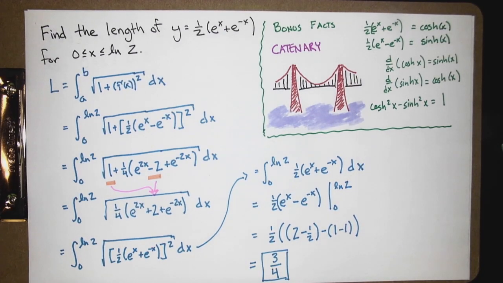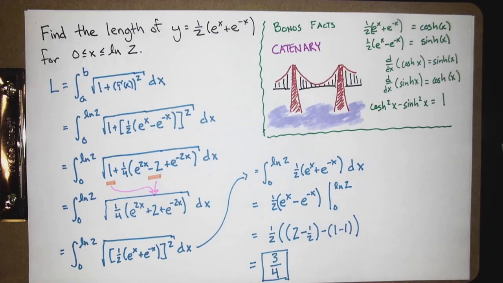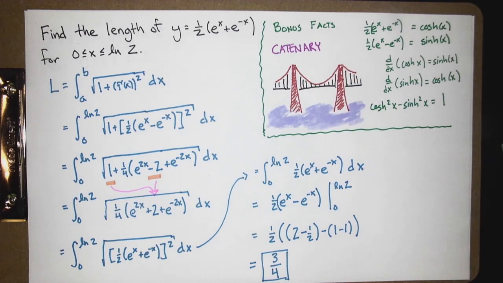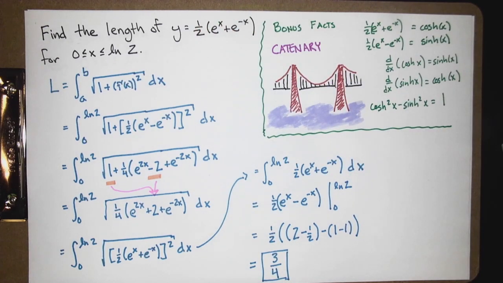All right. Now, bonus fact. This function actually is a very famous function. And you've seen it in places. So if you've seen, for example, this is a rough drawing of the Golden Gate Bridge. This cable here is hanging in a very particular shape. It's called the catenary. And it's this function, 1/2 e to the x plus e to the minus x. It's not a parabola. Your algebra books misled you. It's this function. And it has a name.